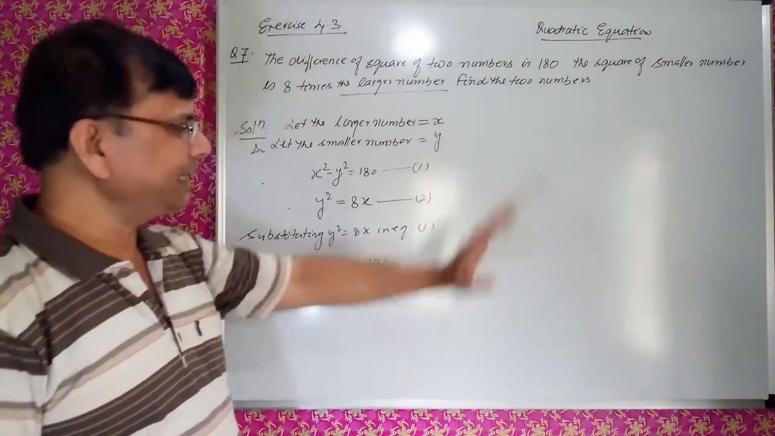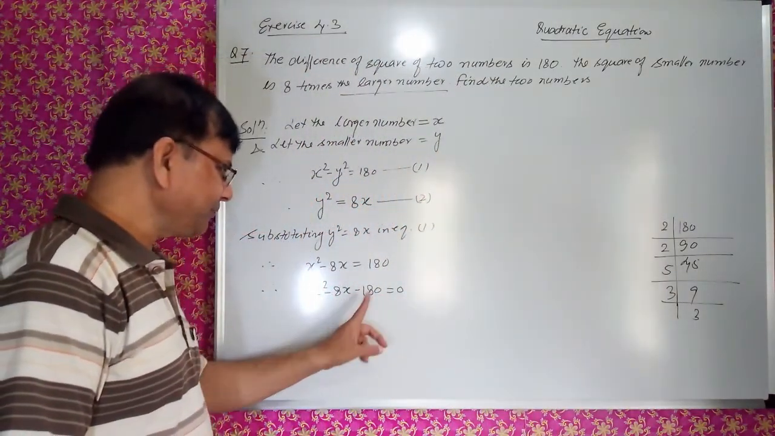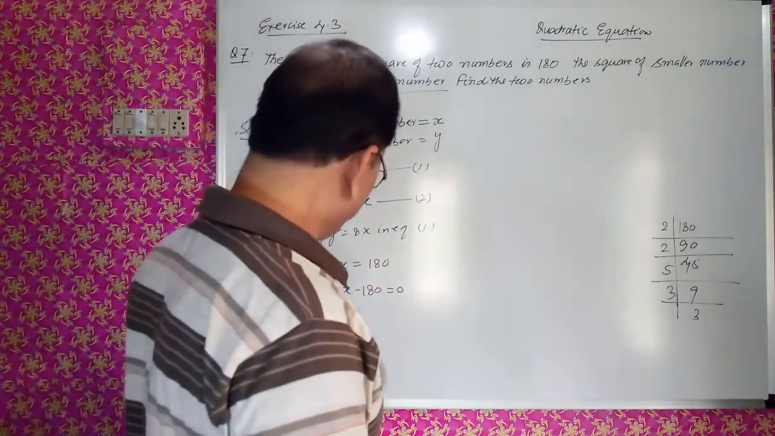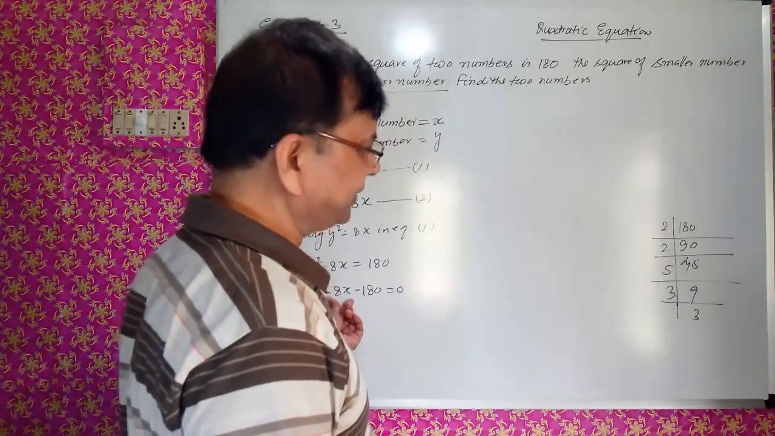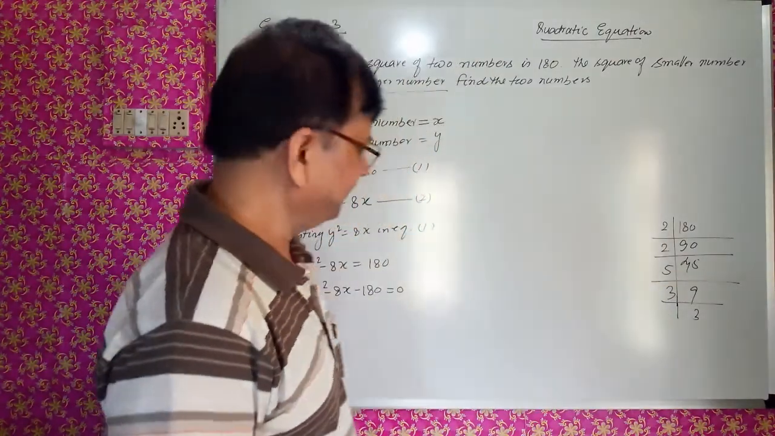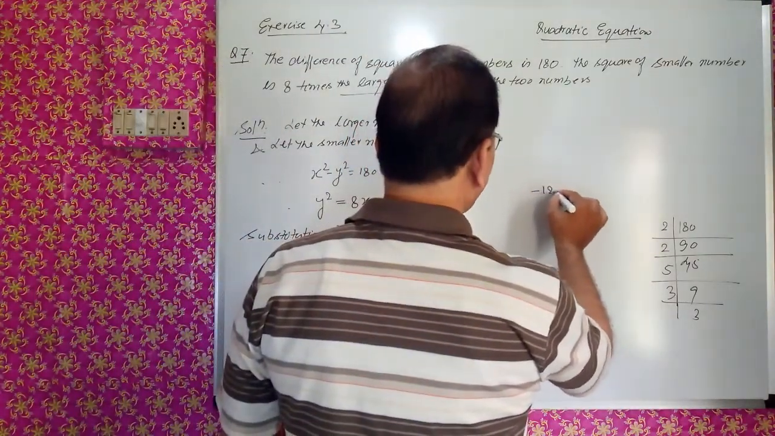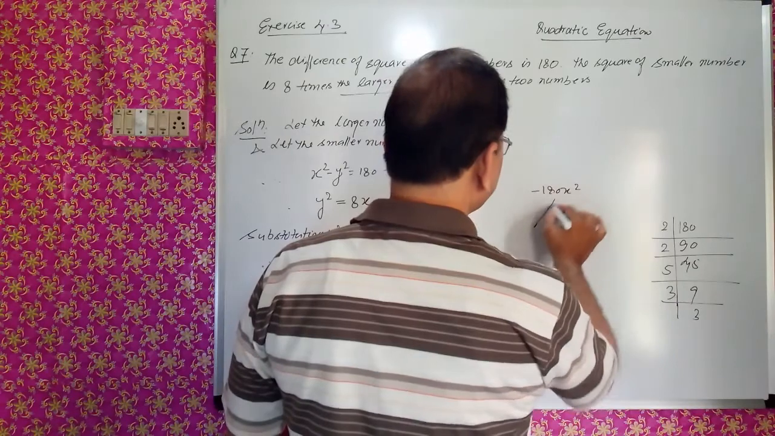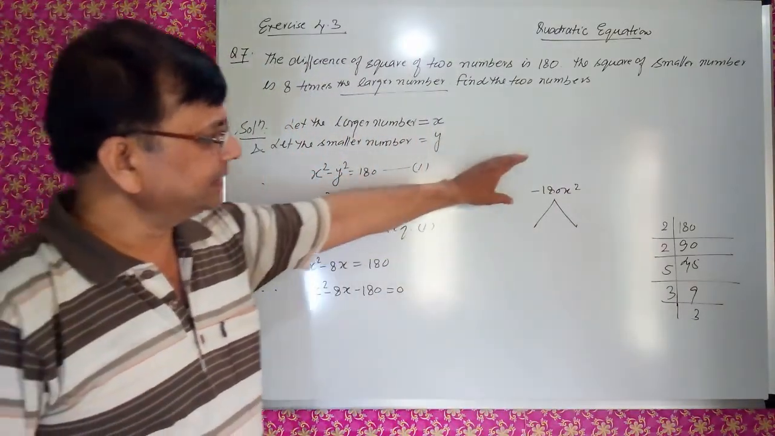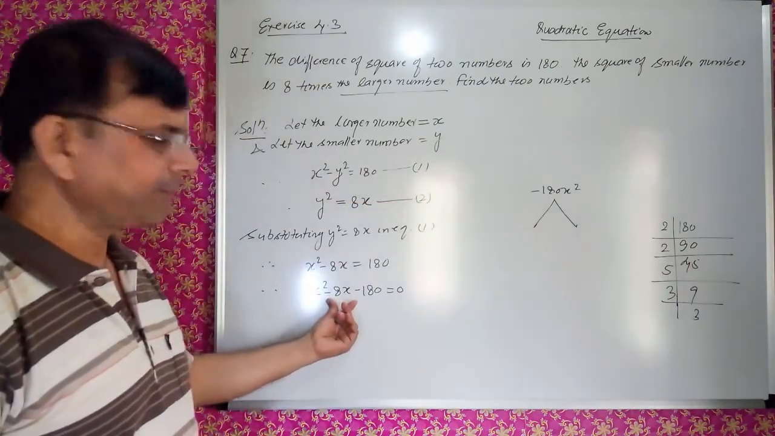So we will factorize 180. The product is minus 180 x square, so the sum should be minus 8. So we can take 18 and 10. So factorization is to be done. That is minus 180 x square, and this is to be factorized into two factors such that the sum will be minus 8.